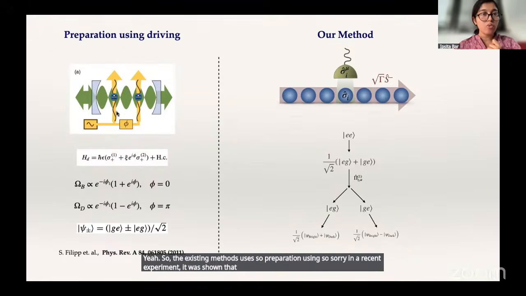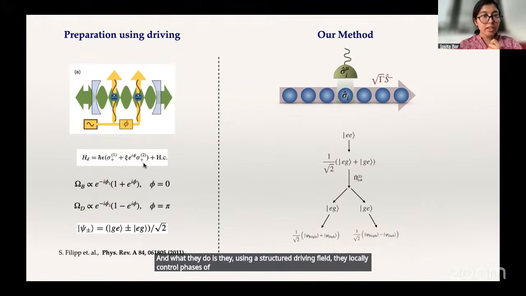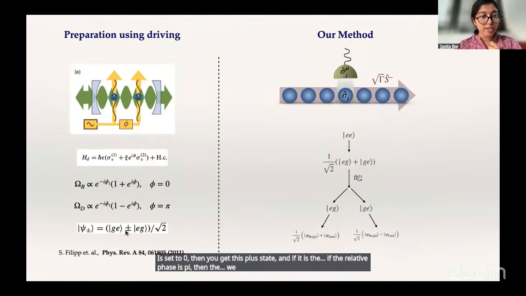The existing methods: in a recent experiment, it was shown that they use superconducting qubits inside a cavity, and using a structured driving field, they locally control the phases of each qubit, and in that way they prepare subradiant states. Here, if the local phase of the driving is set to 0, then you get this plus state, and if the relative phase is pi, then we get the minus state, or subradiant state.